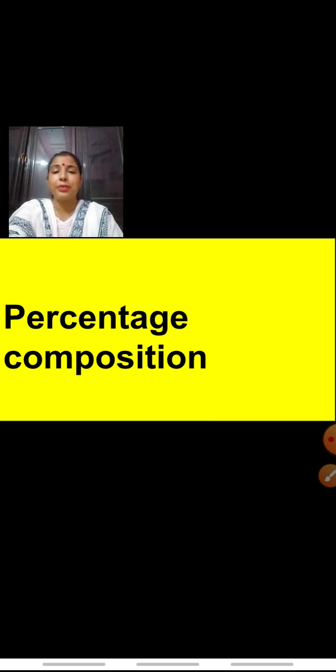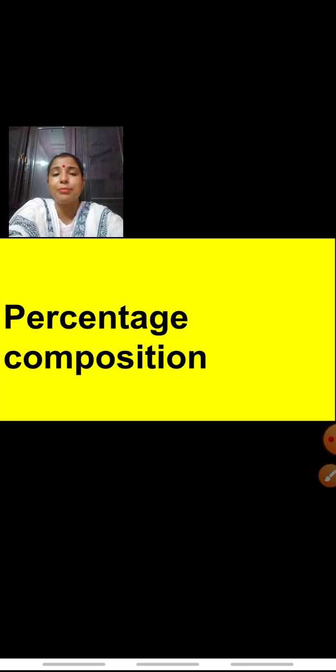Children, in the previous presentation, we discussed the mole concept. As you have learned in standard 9th also, it is very easy, and I request you all to solve more and more numericals. We have solved some, but you have to solve more, then only it will become more clear to you. Now today we are starting with the next topic, that is percentage composition.